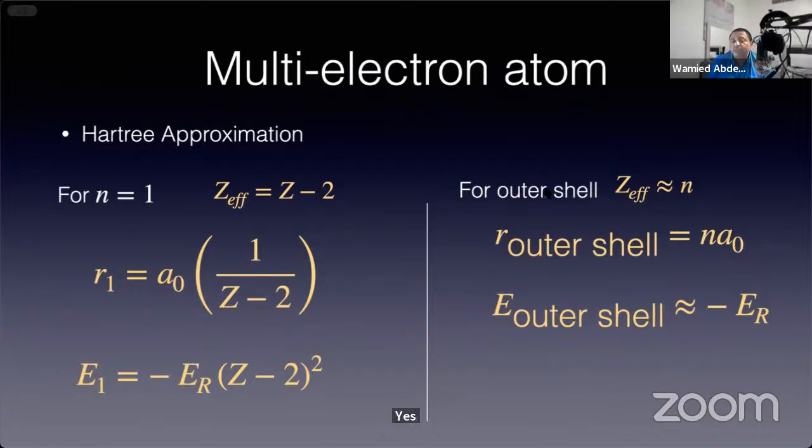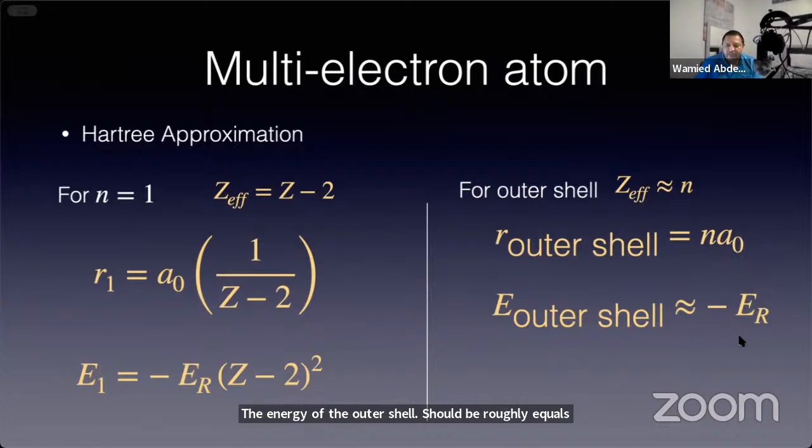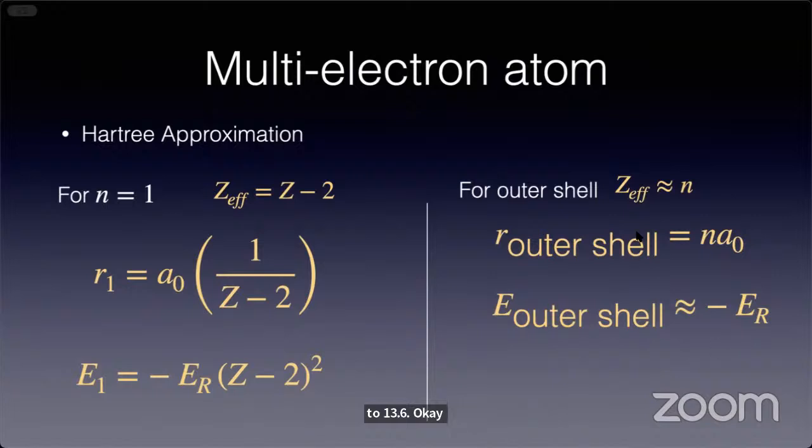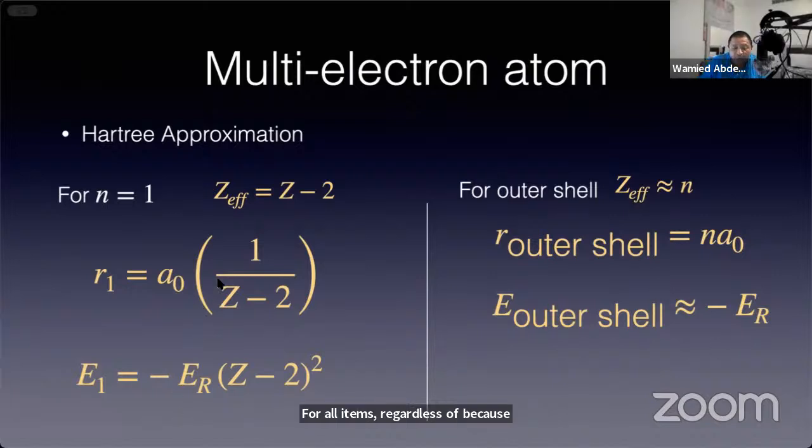No, it is not derived from experiments. This was a theoretical approach. At the end he said, theoretically, based on the approximation and the assumptions that I'm making, the energy of the outer shell should be roughly equal to 13.6, for all atoms, regardless of Z, because this is the formula. Okay, let's go back.